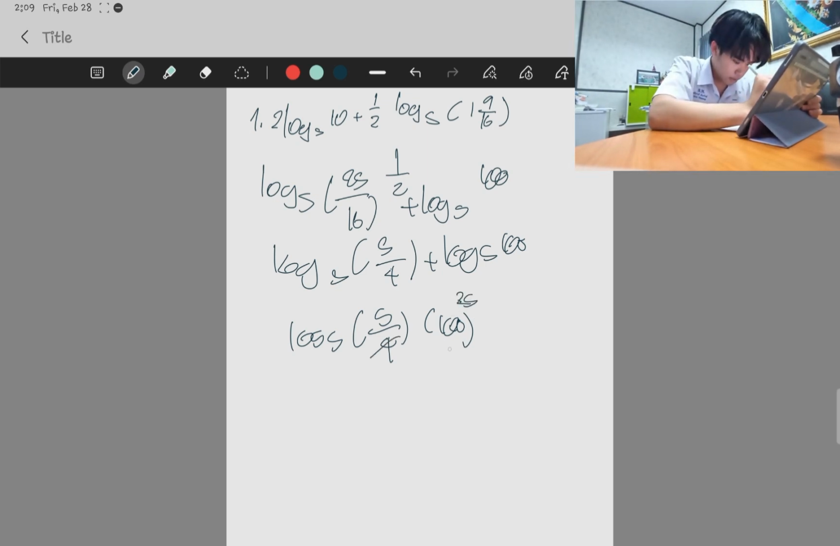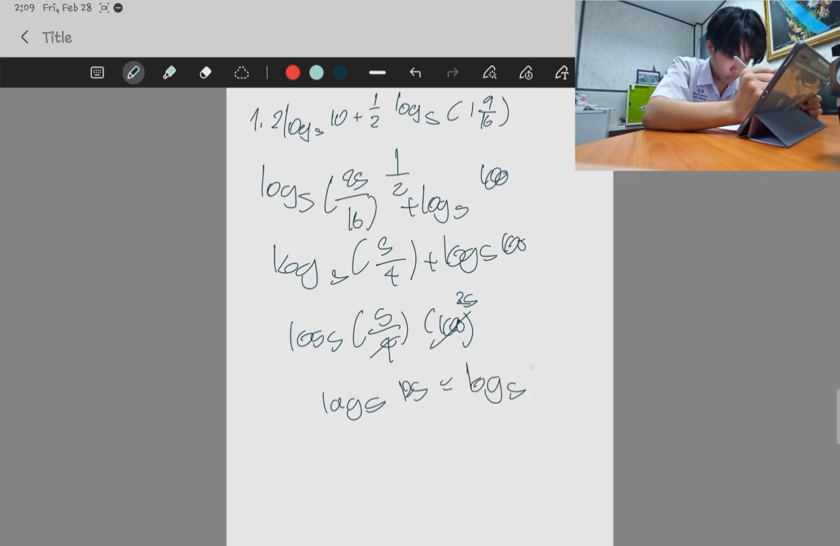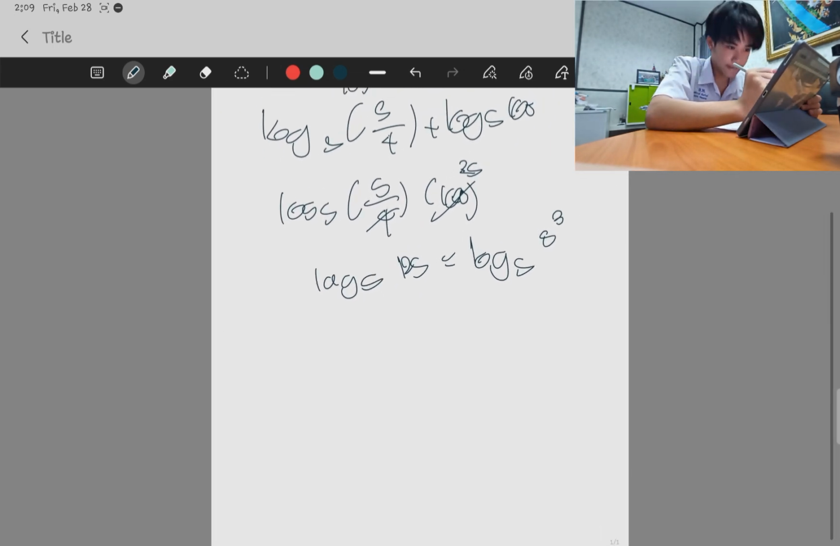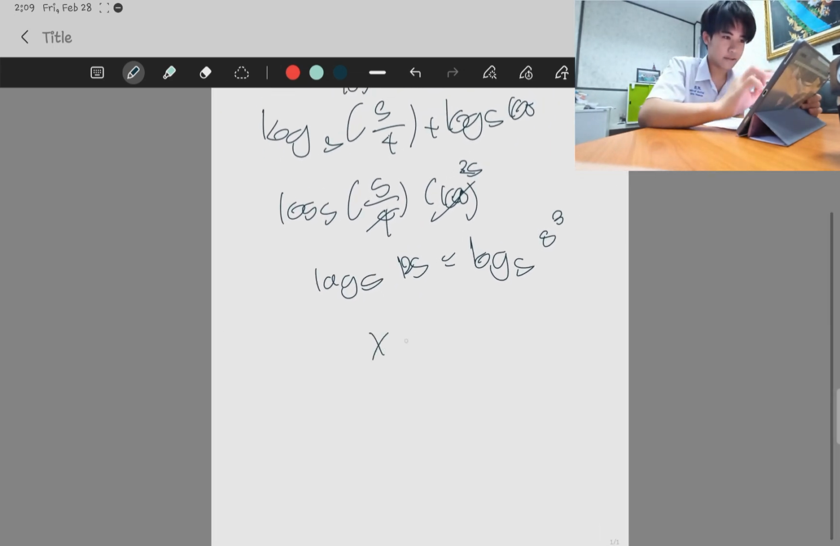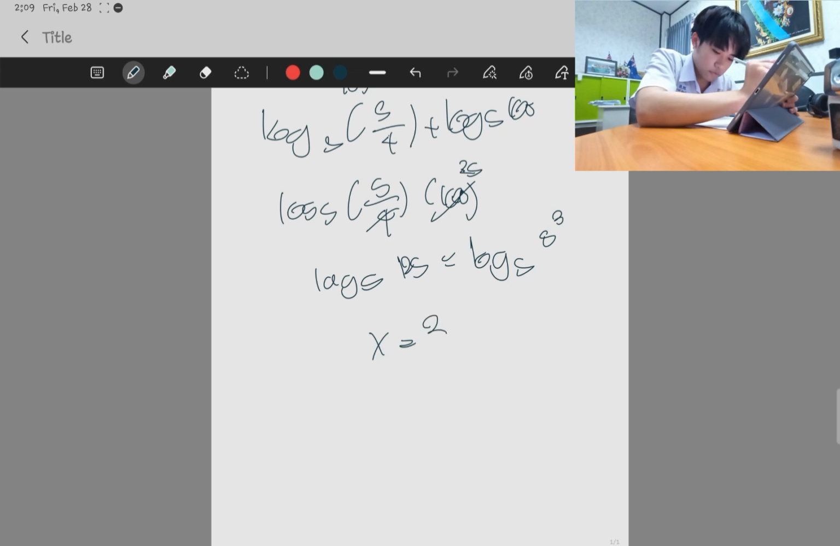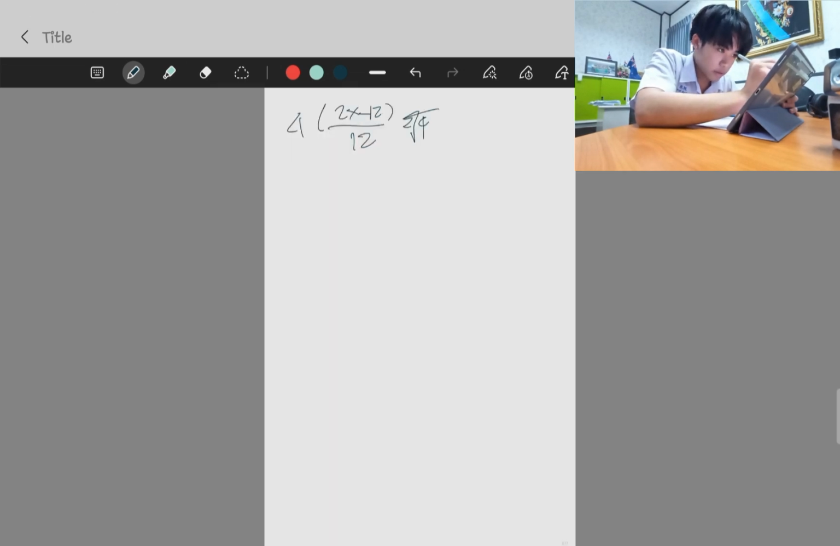25 cancel 4 and cancel 100. And then log base 5 of 125 equals, log base 5 is 5 to the power of 3, and the solution is x equals 3. Move on to number 2.